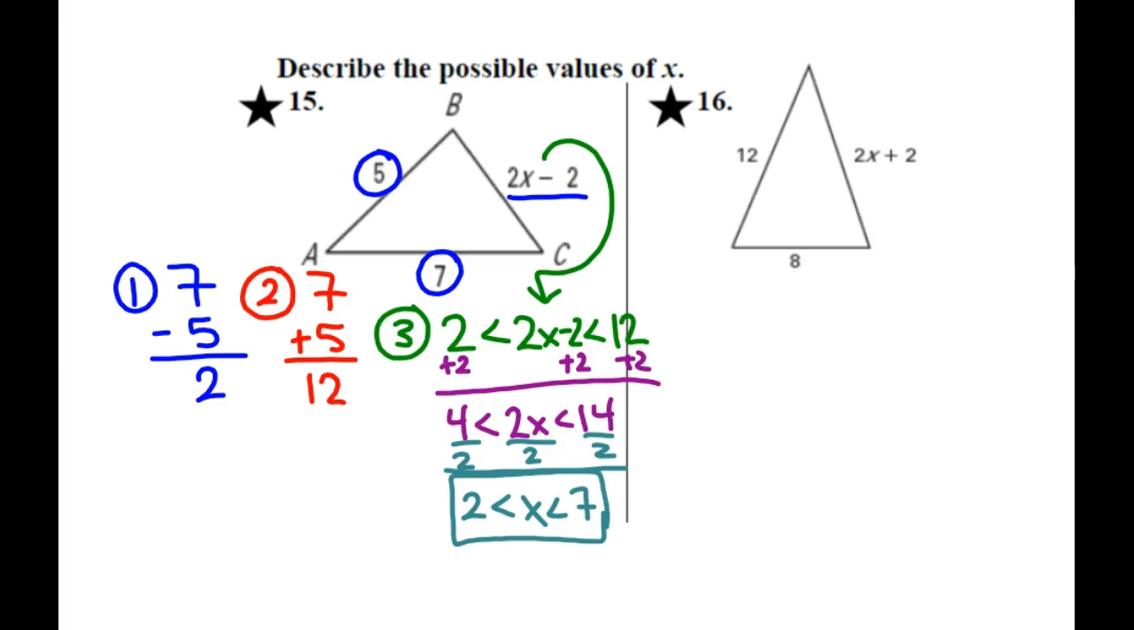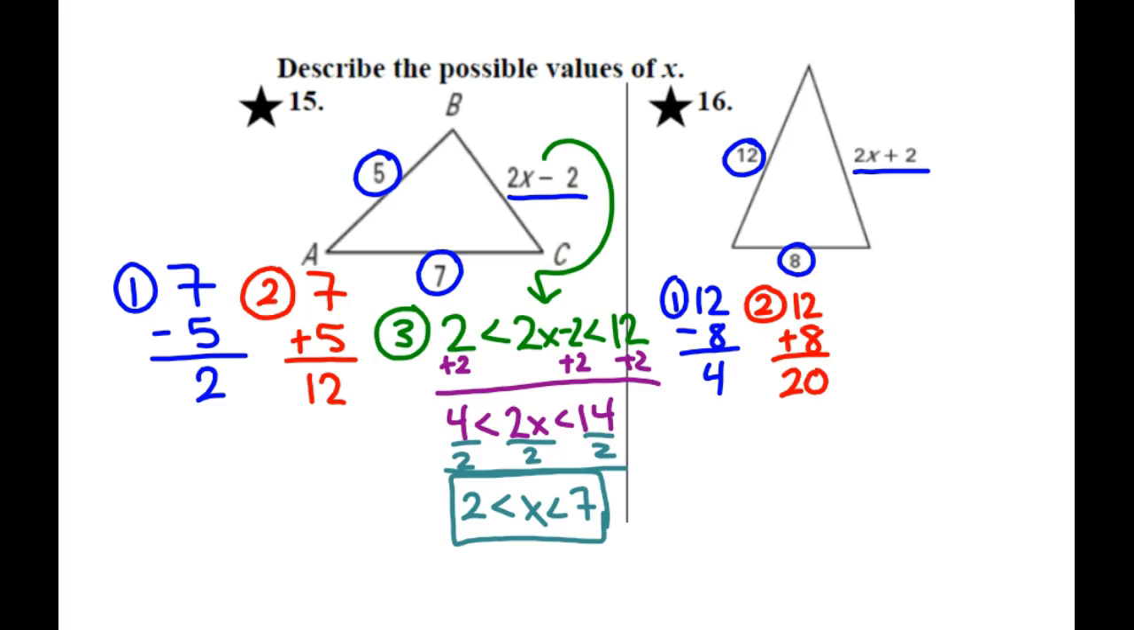So let's do that again with number 16 so you can see the steps again. Here's our equation, and here are our two side lengths. Well, what if 12 is the biggest side? Then we do 12 minus 8, which gets us 4. What if 12 is not the biggest side, but our medium side? Then we would do 12 plus 8, and our biggest side has to be less than 20.